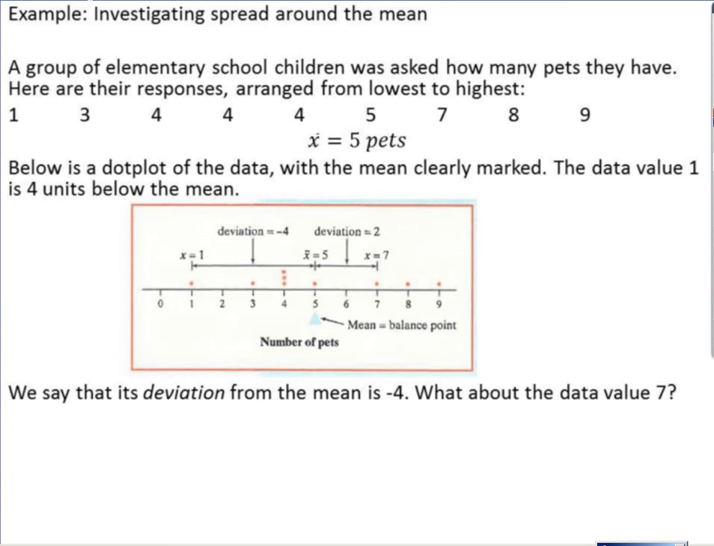Below is a dot plot of the data with the mean clearly marked. The data value of 1 is 4 units below the mean. The value of 3 is 2 units below. 4 is 1 unit below. 7 is 2 above. 8 is 3 above. And 9 is 4 above. We say that each one of these is a deviation from the mean, however many units away it is. So the value of x equal to 1 has a deviation of negative 4. What would be the deviation value for 7? Its deviation would be 2 because it is 2 above the mean.